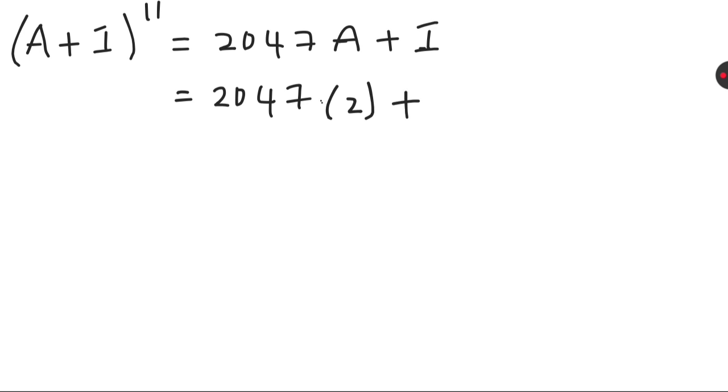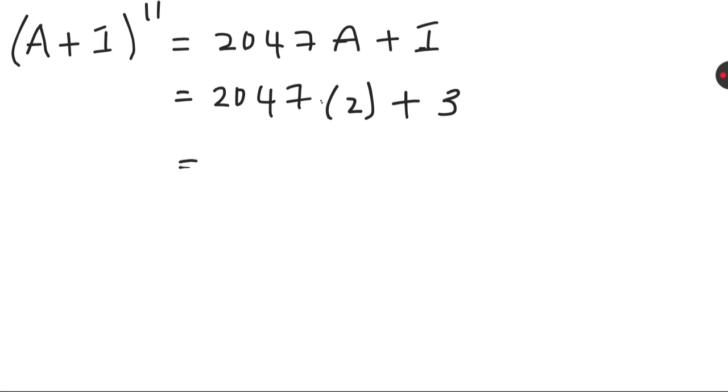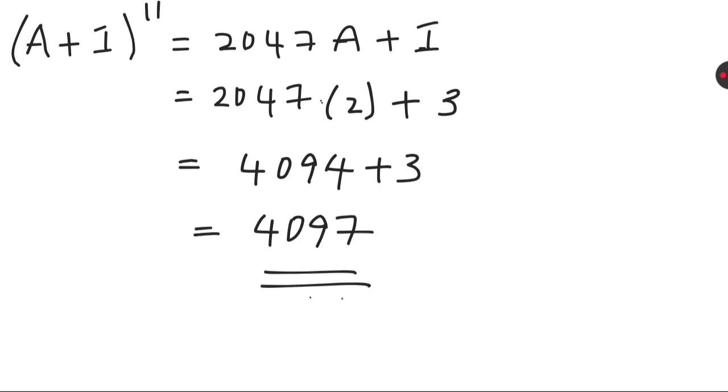Then what is the sum of the diagonal elements of the identity matrix? It is 3. After multiplying, we get 4094 plus 3, which gives 4097. This is the sum of the diagonal elements of the matrix (A plus I) whole raised to the power of 11. So 4097. Like that we need to find it.